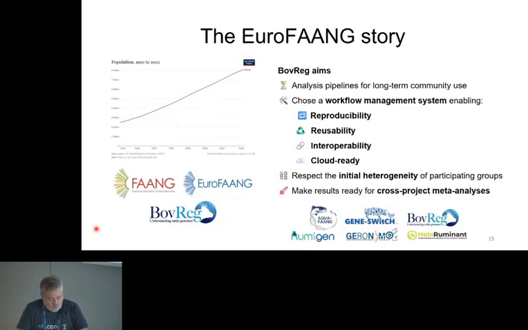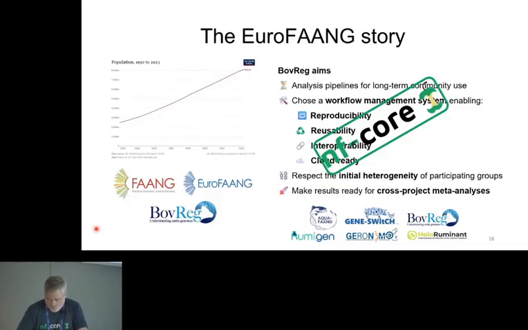For this, we have to choose a workflow management system, as I said before, that ticks all these things. But also, we have to respect the initial heterogeneity of participating groups, because there were groups that were not using workflow management systems, but they have beautiful scripts that were performing very well what they wanted to do. So Nextflow, for instance, is a very nice workflow management system to include these scripts. And also another key point was that we wanted to make results ready for cross-project meta-analysis. We wanted to make the results interoperable so that we can compare between the different species. So we discussed it, and we thought that NF Core actually was the way to go.